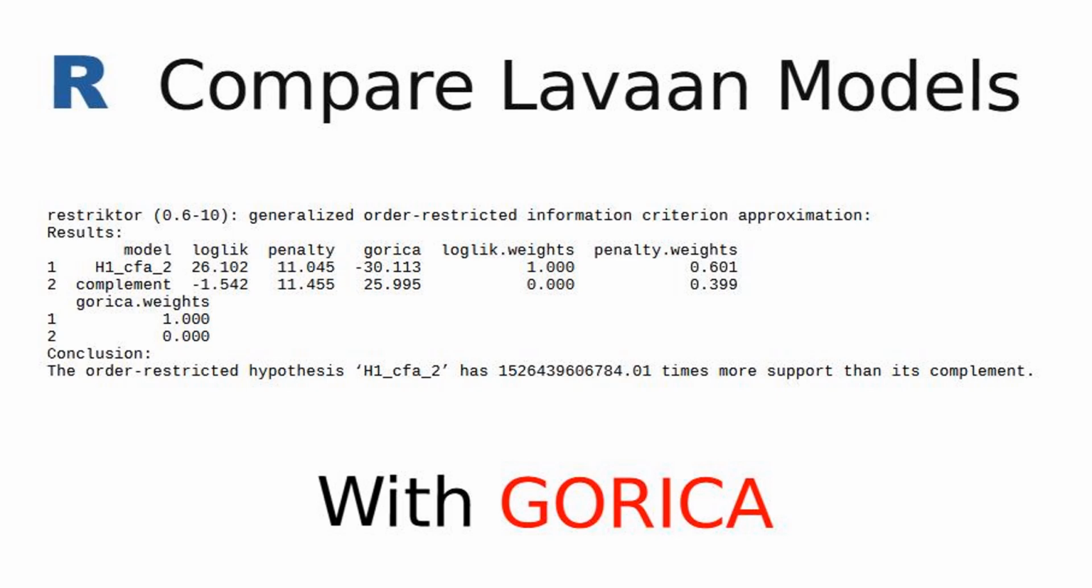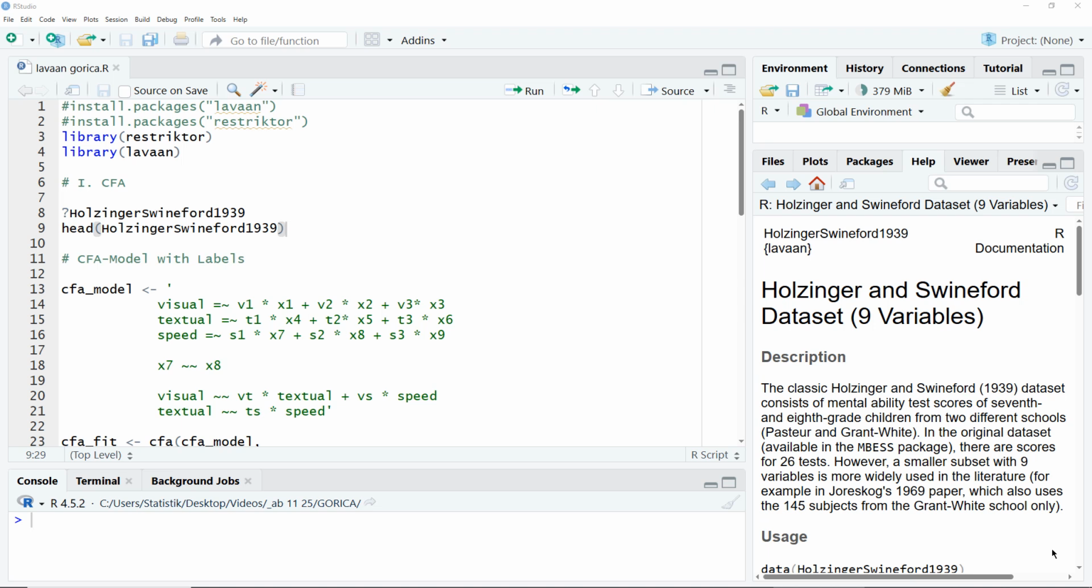In this tutorial, I'll show you how to compare different lavaan models, that is, CFAs, SEMs or path models, using the GORICA approach. If you use SEM or CFA, often you have different possible models you would like to compare. The traditional way to do this is using the likelihood ratio test or chi-square difference test, but this test has some serious drawbacks. First, you can only compare nested models.